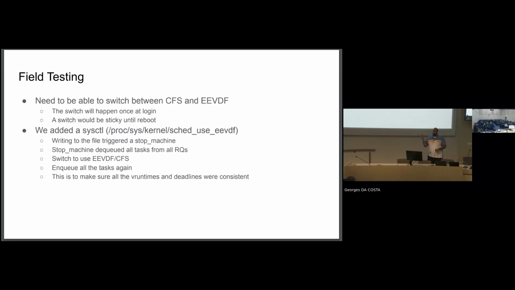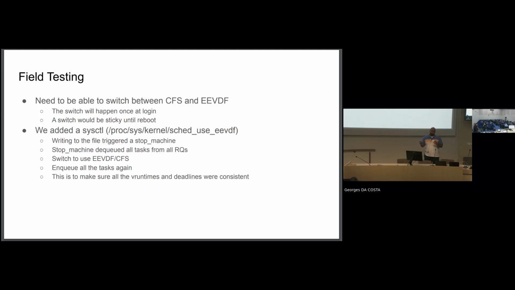To be able to run this in the field, we needed a way to switch between CFS and EEVDF during runtime. Typically, this would happen once at login, and it would be sticky until the next reboot. So we weren't going back and forth a lot, so performance wasn't a major concern. What we did was add a procfs sched EEVDF setting. When you wrote to this file, it would run a stop machine. Inside the stop machine, we dequeue all the tasks from all run queues, toggle a switch, and then requeue them all back onto the run queues.